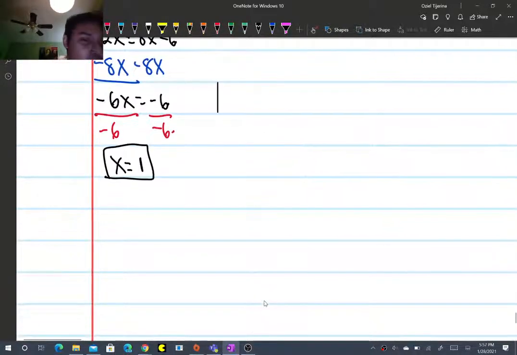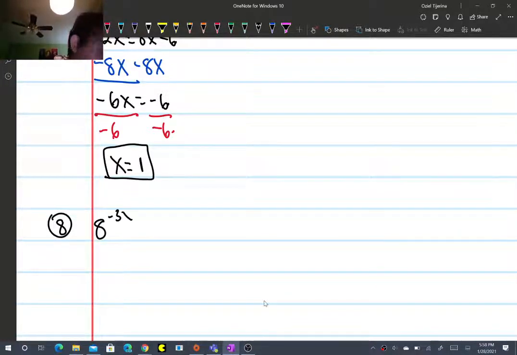So we get x equals 1, and then for number 8, we get 8 to the -3x plus 1 equals 8. I can actually rewrite it.